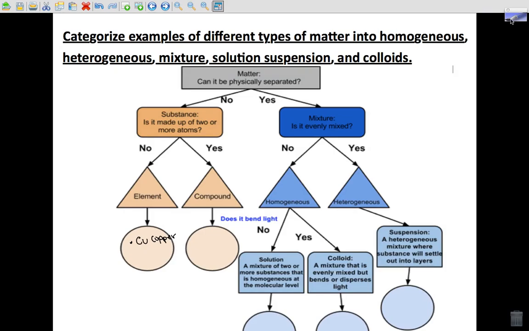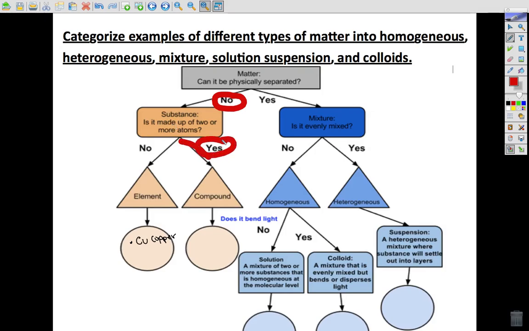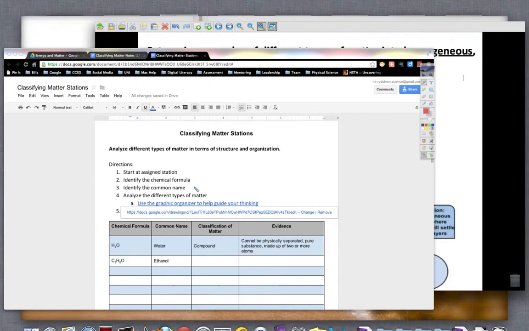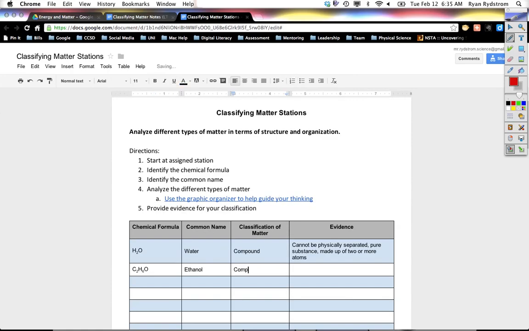So I follow this line here. I say no. So now I'm at a substance. Now, is it made up of two or more atoms? Well, I see a capital C, a capital H, and a capital O. So that means yes. So I follow here. I have classified this matter as a compound by asking those questions. So I come back to my sheet and I type in compound.